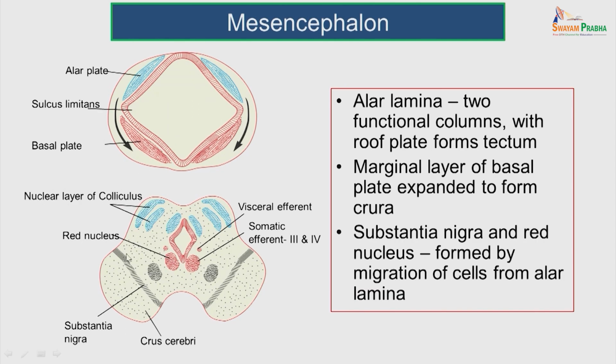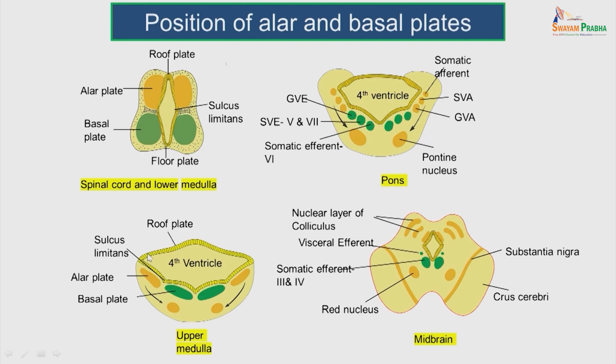The alar lamina forms the two functional columns, with the roof plate forming the tectum. The marginal layer of the basal plate expands to form the crura, and the substantia nigra and red nucleus are formed by the migration of cells from the alar lamina. So, the alar lamina expands and the cells migrate to form the substantia nigra and the red nucleus.